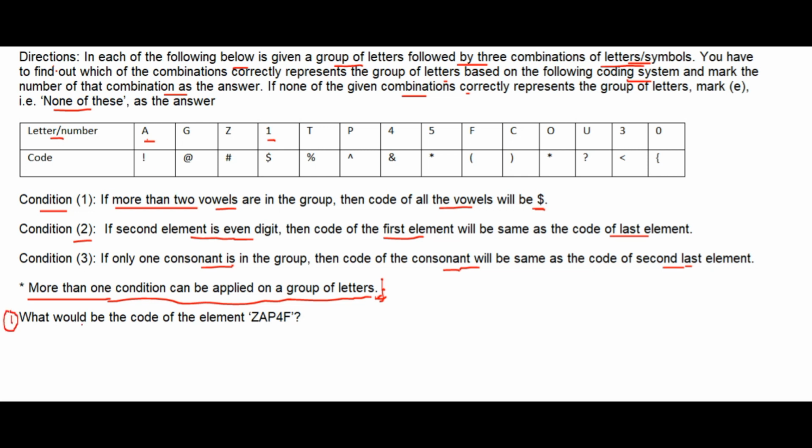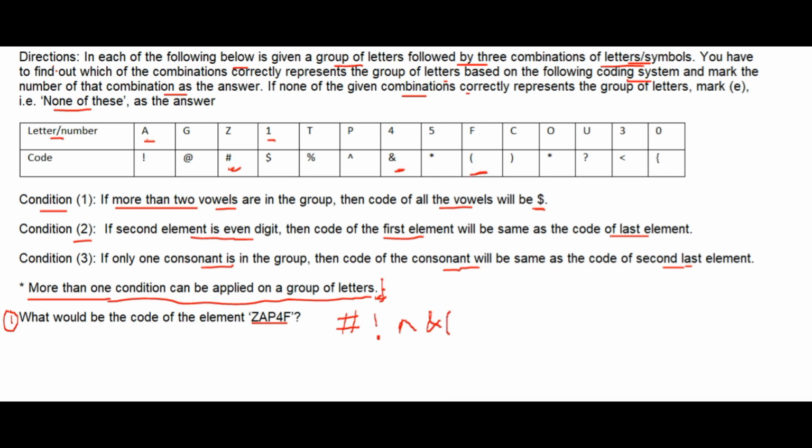First question is given. What would be the code of the element ZAP4F? So first, what is the code of Z? In this table, find the code of Z. The code is represented by the symbol hash. Now the code of A is this one, exclamation mark. P will be coded as a percent sign, this symbol. Now 4 will be coded as the ampersand sign. Now F will be coded as a bracket here, an opening bracket.